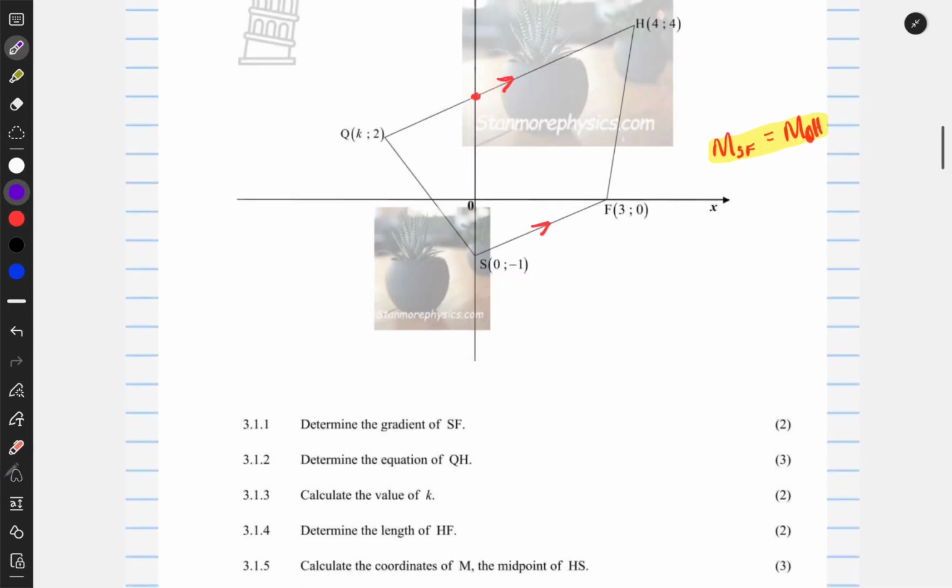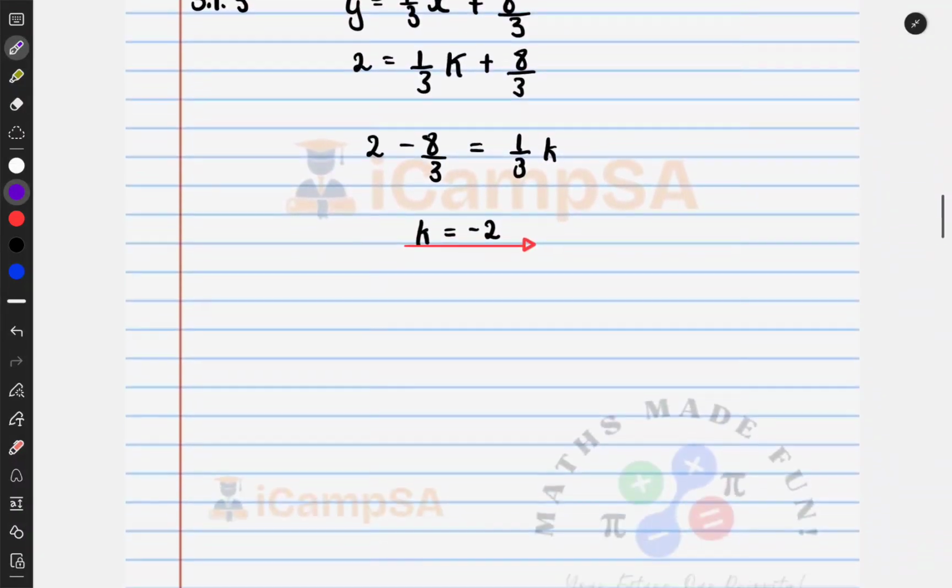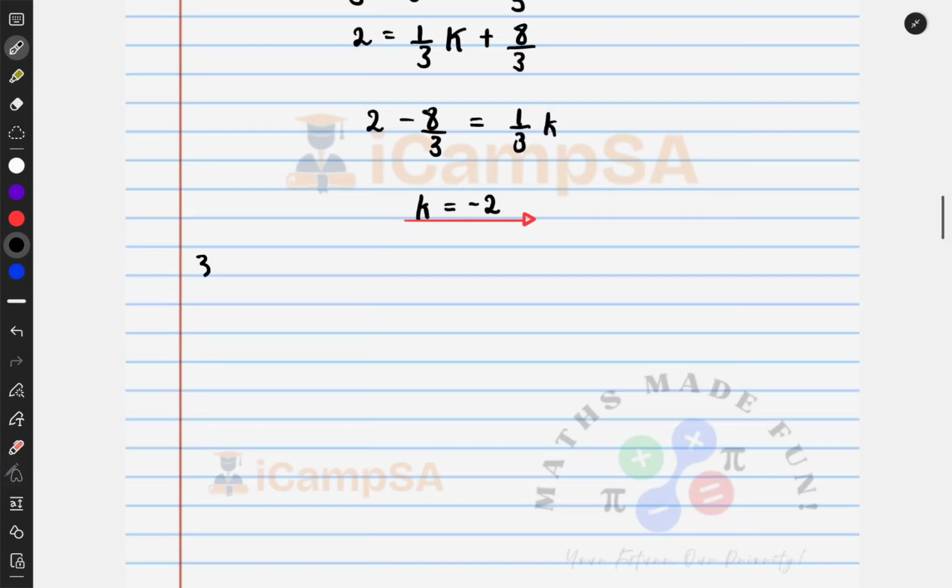So HF, they are referring to this line that we have here, the line HF, and we're asked to calculate the length of that line HF. For the length of the line HF, we have to use the distance formula, since it's not a vertical or a horizontal line, but a sloping, diagonal line. Okay, this is 3.1.4. We'll have to use the distance formula.